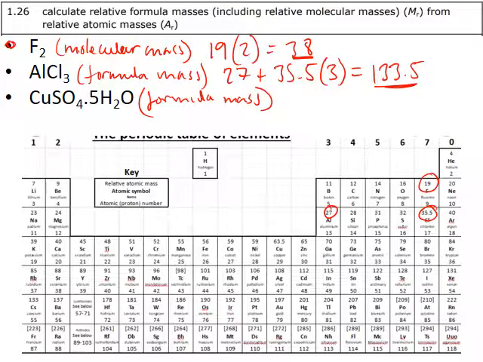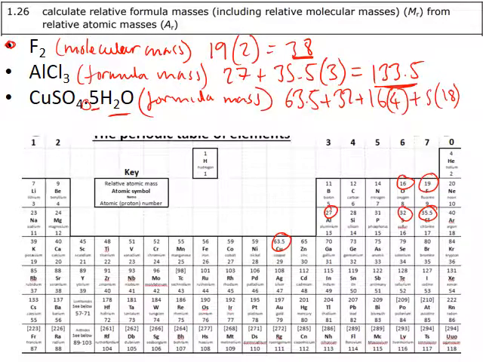Next one, copper sulfate: 63.5, plus our sulfur, which is 32, plus oxygen, which is 16, times 4, plus, now we have a dot here, that just divides copper sulfate and the water molecules. That allows you to have this number here. Plus 5 times, and water is 18. So I'll just put 18 here, just for shorthand.